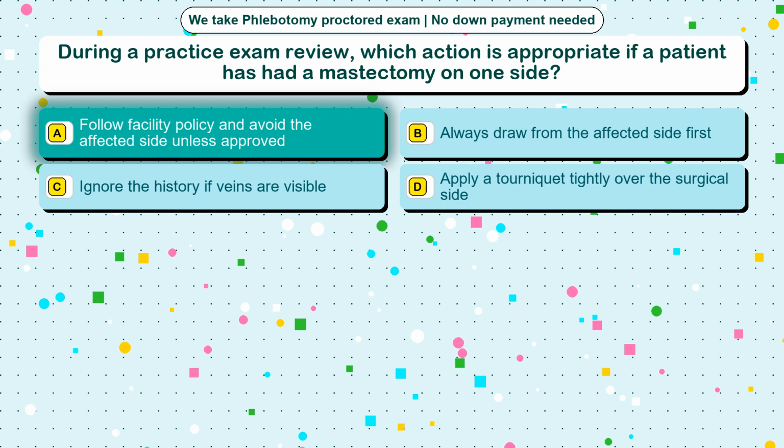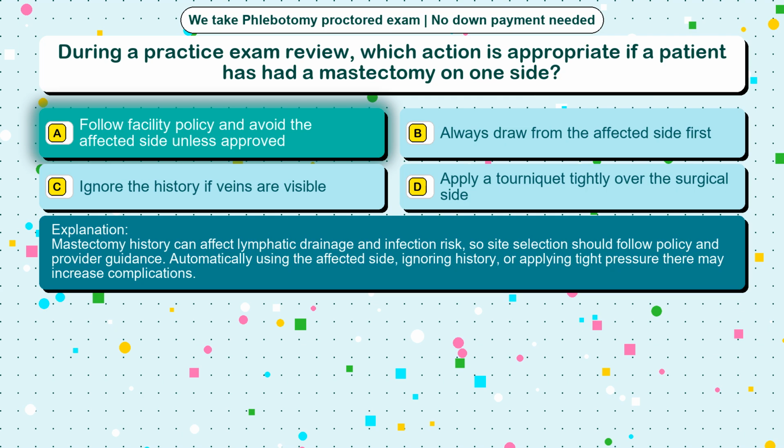The correct answer is option A, follow facility policy and avoid the affected side unless approved. Mastectomy history can affect lymphatic drainage and infection risk, so site selection should follow policy and provider guidance. Automatically using the affected side, ignoring history, or applying tight pressure there may increase complications.